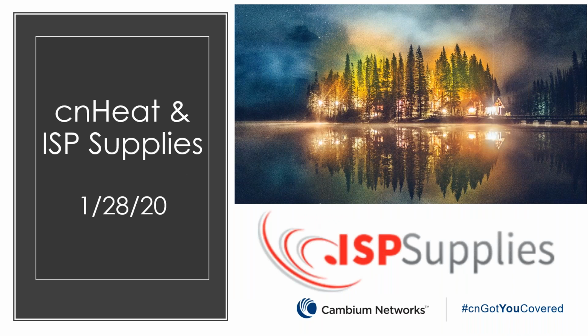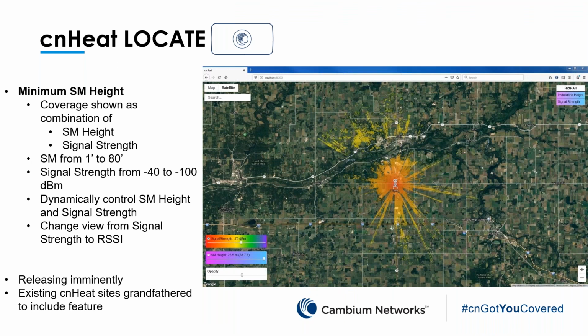I'd like to talk about cnHeat and the webinars with ISP Supplies and what ISP Supplies and Cambium Networks can do for you for your RF planning needs. I want to talk about two main topics today, new features that have recently come out. The first one is a change to cnHeat Locator, an improvement called minimum SM height, which shows on the left. I'll describe the high-level points of what it provides, and then I'll go through examples so that everyone can get a feel for what's happening.